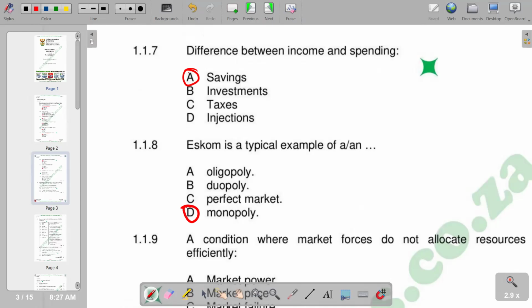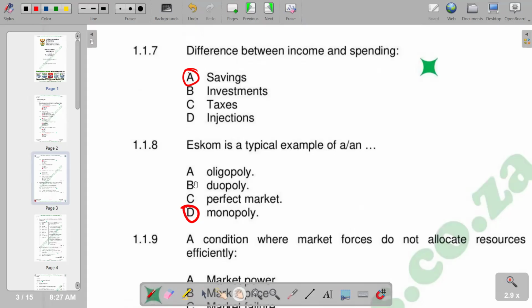So remember, ESCOM is a government-owned public company that operates in the public utility industry, specifically the energy sector. It is the only public company operating in the public utility industry, or the energy sector. So basically, it becomes a monopoly. So that's what we have on number 8.